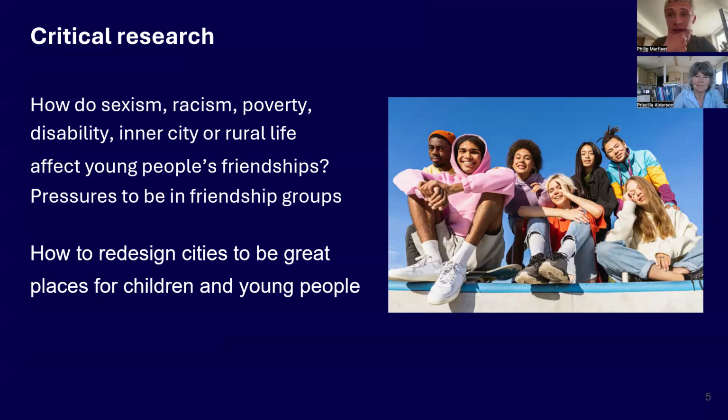And finally, we get to critical research, which is interested in social justice and the fundamental problems that plague our society. How does sexism, racism, poverty, disability, and city and rural life all come to affect different issues of inequality? And how do these affect young people's friendships? Are there pressures to be in friendship groups? And then once these questions have been tackled, they try and apply it to create real change in society. So, for example, how do we redesign cities to be a great place for children and young people?